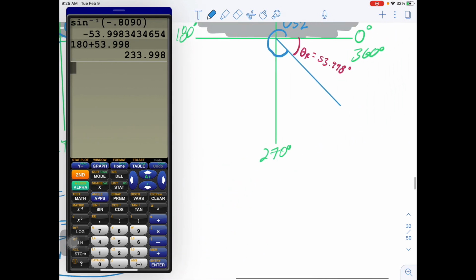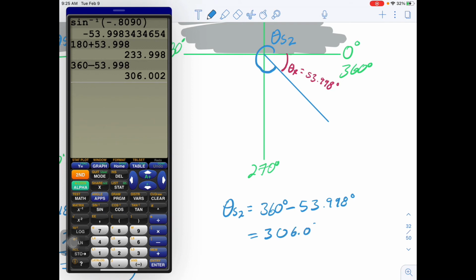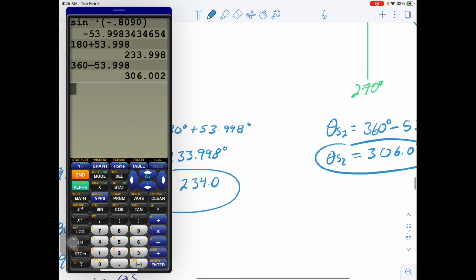We can find standard angle 2 by understanding that a full rotation is 360. If we take away this reference angle, we're left with our standard angle. So 360 degrees minus 53.998 degrees. That gives us 306.0 degrees. So there are our two standard angles.